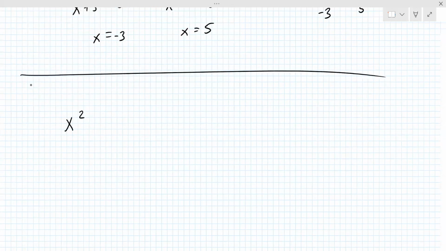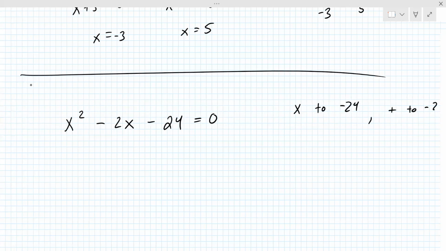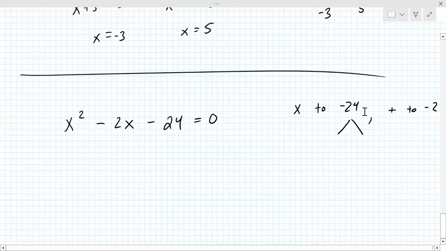Okay, one more here real quick before we close out for today. Let's say I give you x squared minus 2x minus 24 equals 0. So kind of the same scenario. You're trying to find two numbers that multiply to negative 24, but then add to negative 2. Try not to focus so much on the fact that it's negative. Just look at it as 24 and ask, how do I find two numbers that are 2 apart? That's kind of what you're looking for here.